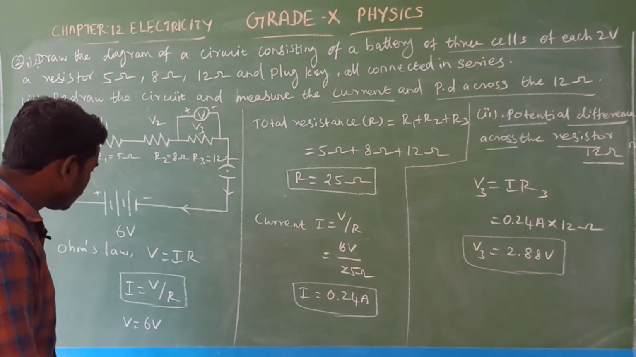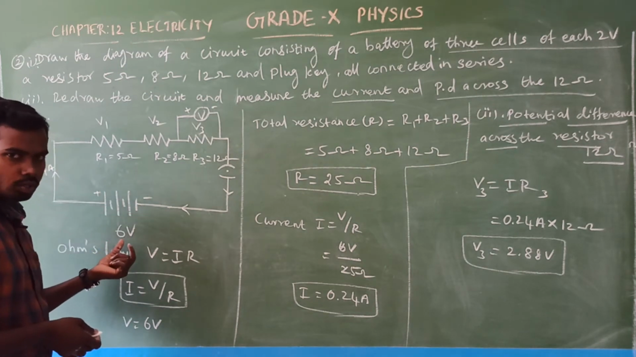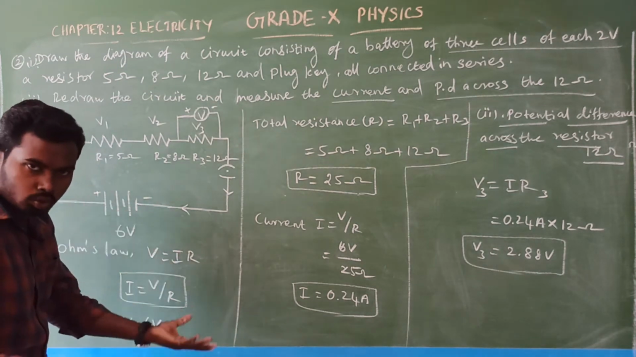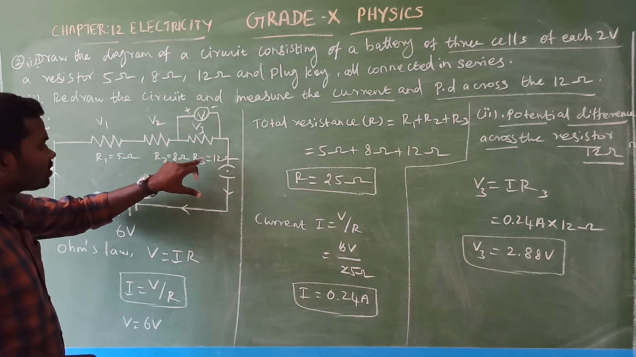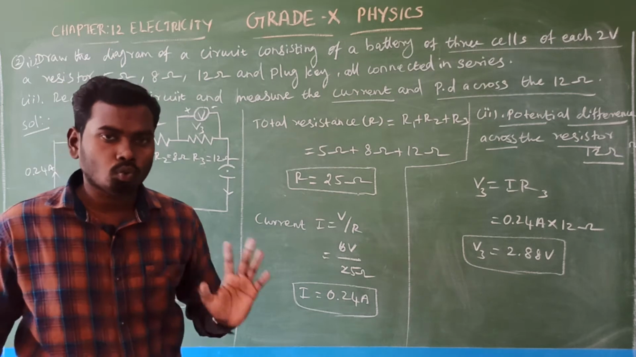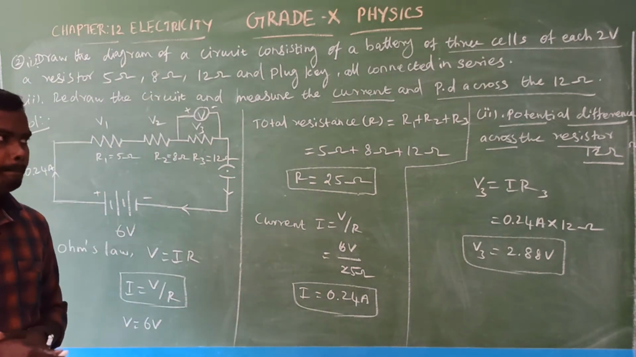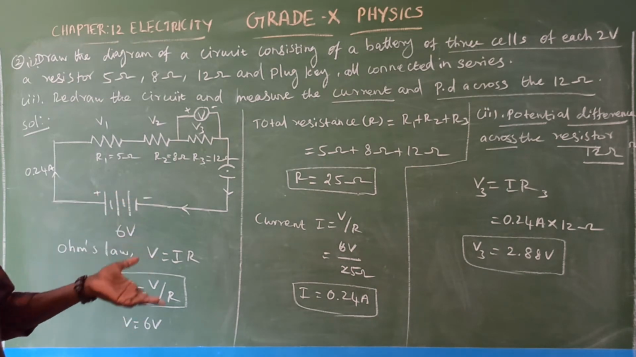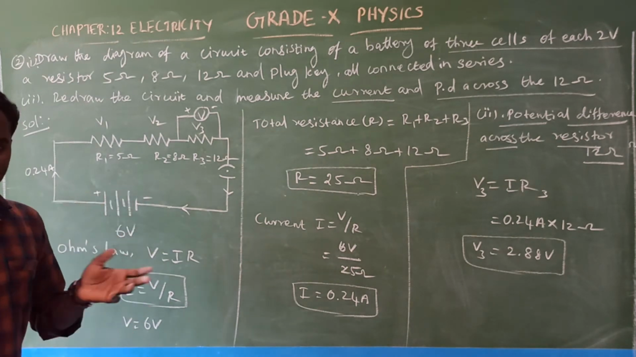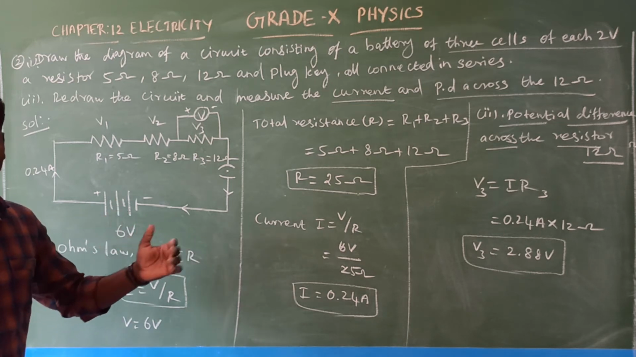Okay, look at here. Throughout the circuit the potential difference is 6 volt. The 6 volt gets distributed, so that across the resistor R3 the potential difference value is 2.88 volt. That's all, students, a very easy one. So this is one form of a numerical to find out the current value and potential difference value in series combination.